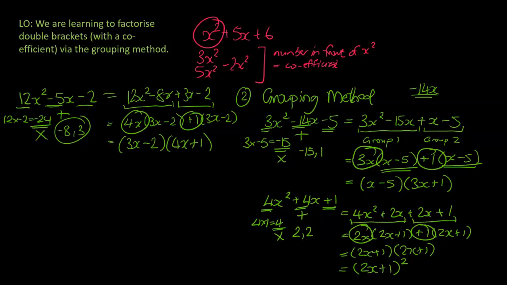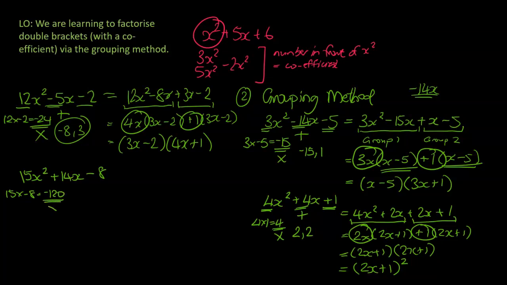Okay, we're now just going to do one question, and then we'll be able to finish off this video. Last question, it is going to be a tricky one. So we've got 15x squared plus 14x, and then minus 8. So first thing, no common factors, which means we've got to use the grouping method, and we've got to figure out, well, what is 15 times minus 8? That's going to be -120.